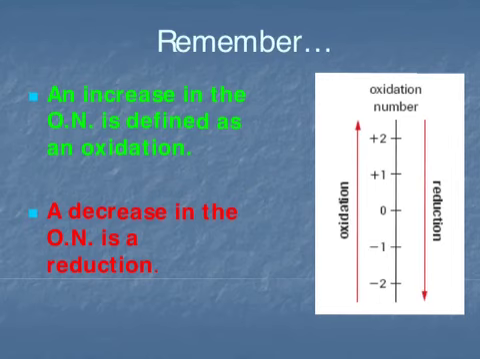And again, a quick review. An increase in the oxidation number is defined as an oxidation, whereas if the oxidation number decreases, it is a reduction. It's a decrease in oxidation number because you gain electrons and the electrons are negative. So if you get more negative, it's a reduction. If you get more positive, it's an oxidation.